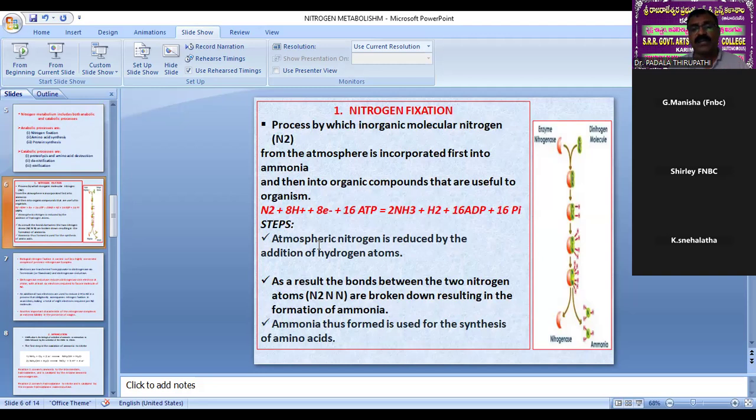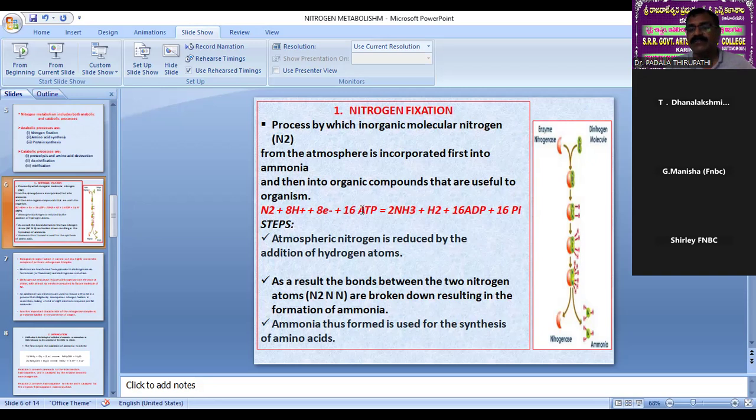The molecular nitrogen is converted into ammonia. Very, very important, my dear friends. I hope you can see the principle in red color. Am I audible? The molecular nitrogen is converted into 2 moles of ammonia, utilizing 8 protons, 8 electrons, and 16 ATPs. Come on, anybody tell, my dear friends, how many protons are needed for conversion of atmospheric nitrogen into 2 moles of ammonia? 8 protons. How many electrons? 8 electrons.